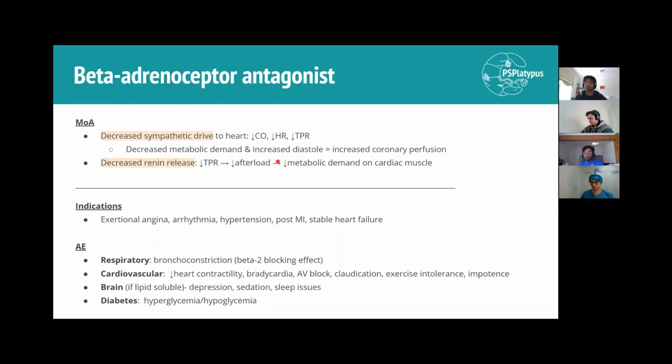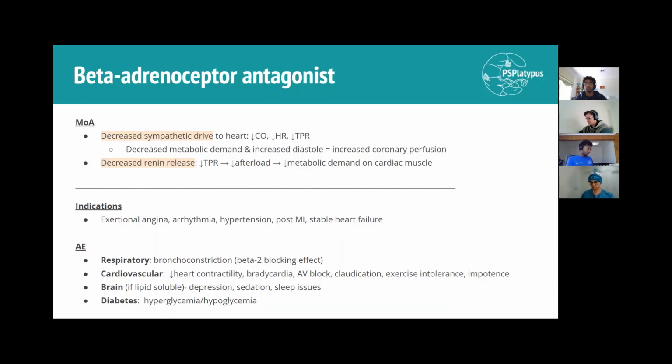If you guys remember, think back to Ginal's excellent little talk about coronary arteries and how they are filled during diastole via those aortic valves. If you have a prolonged period of diastole, that leads to increased coronary perfusion, which means that it will help us with angina. The other method of action is decreasing renin release.